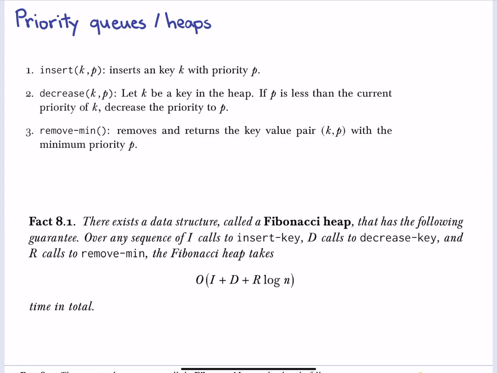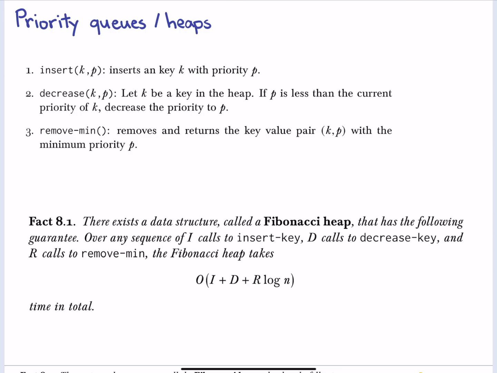You don't have a no-matter-what kind of guarantee with the Fibonacci heap. You have something a little bit different, called amortized analysis, which will be a topic towards the end of class. Right now I'll just state what it is and figure out how to use it. If you make I insertions, D calls to decrease key, and R calls to remove min, then the total time spent by the algorithm will always come out to I plus D plus R log n.